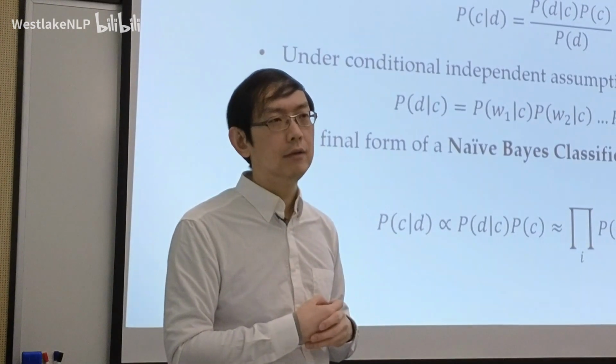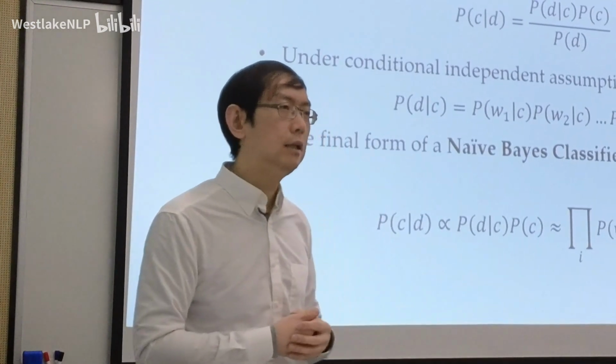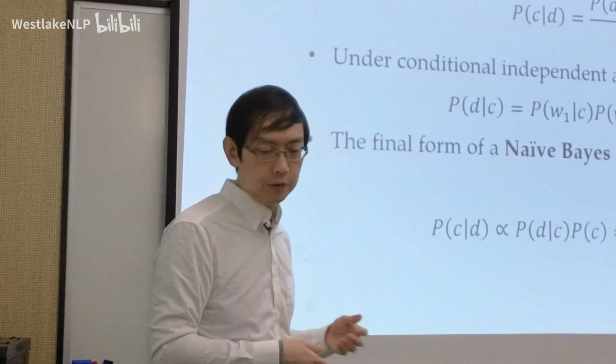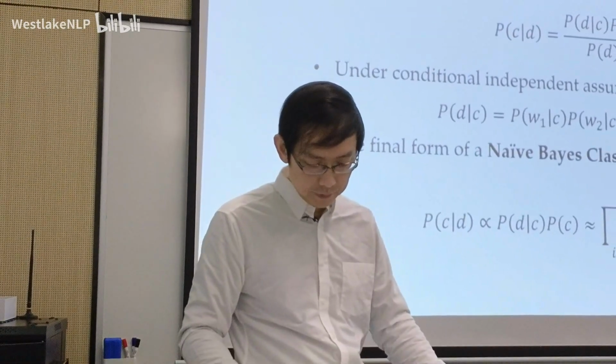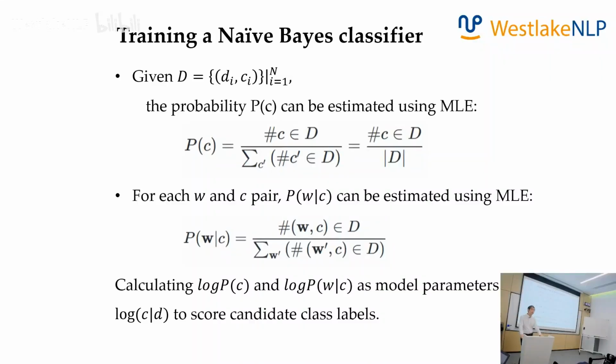Maximum likelihood estimation, right? Counting relative frequencies. Now, take P(W|C). No, first take P(C) as an example. You're given a corpus, okay? It has a lot of news with labels. Now, the probability of one class label is the number of times it appears in your training data divided by the total number of documents in the training data, right? Relative frequency. This is intuitive.